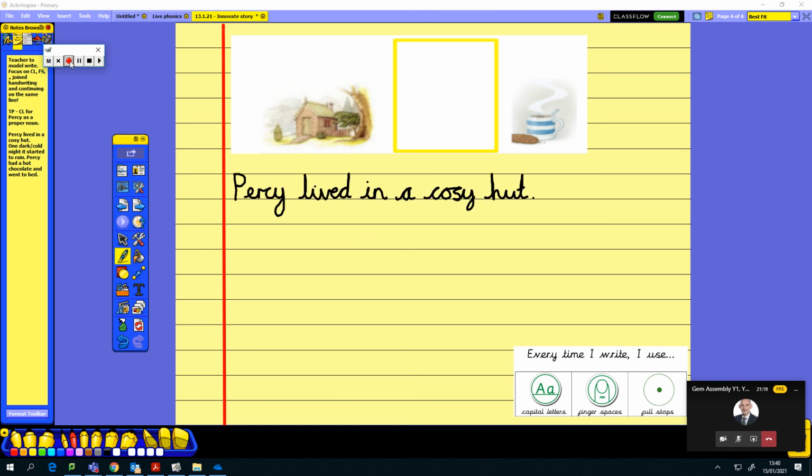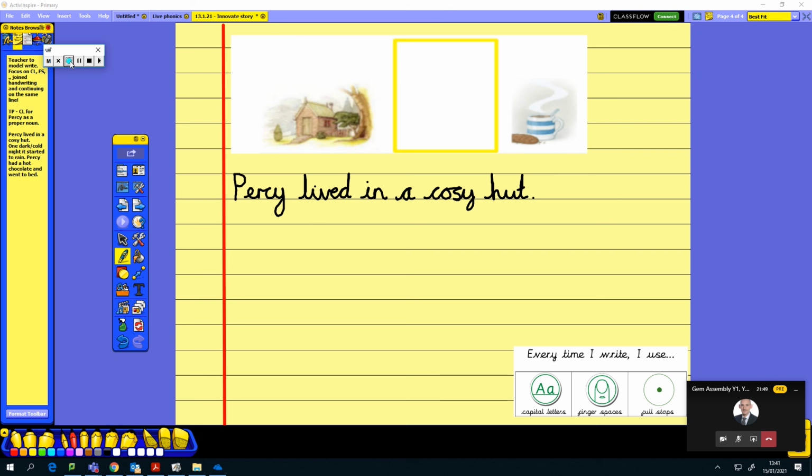In the first sentence I have written, you can see that I have a capital letter to start. You can see I have remembered my lead-ins, and most of my writing is on the line. It's not floating up in the air. Can you see in the word cosy, the O joins at the top? I know this is something that 1DP were working on just before Christmas.